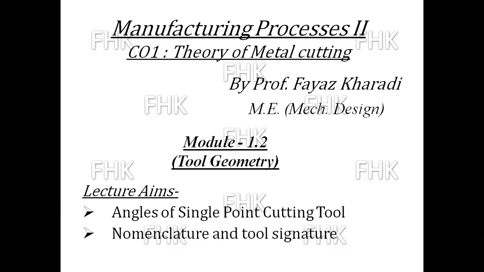In continuation with the previous session, in today's lecture we are going to learn tool geometry. In tool geometry, we are going to study which different angles are provided to a single point cutting tool, and the nomenclature and tool signature, that means how the tool is defined. This is from Unit 1, Theory of Metal Cutting, of the Manufacturing Process subject.